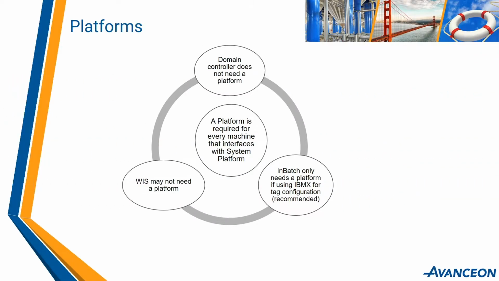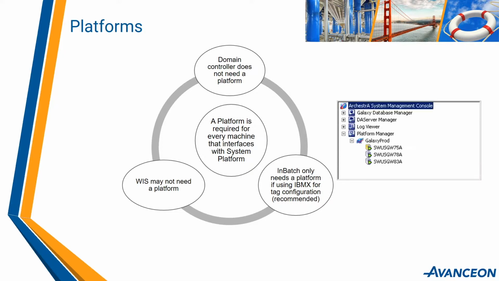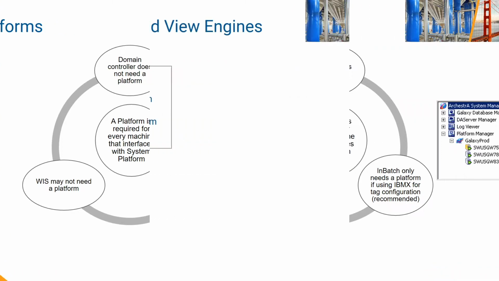So a platform is required for every machine that interfaces with System Platform. A domain controller does not need a System Platform. InBatch out of the box does not need a platform. However, if you're using IBMX for communication, which we recommend, then you do need a platform. And Wonderware Information Server, which is kind of fading away, may not need a platform. It just depends on how you're going to use it. If you're going to use it to display Omnicore graphics, yes. If you're going to just display reporting, no. So it just depends on your application.